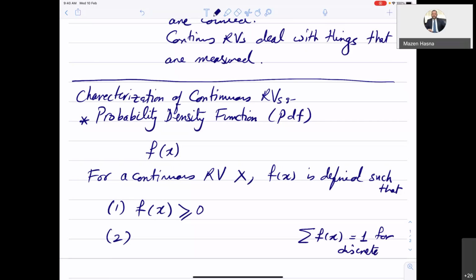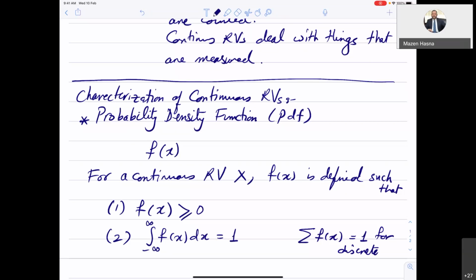So what's the counterpart for the summation in the discrete domain? We know that the counterpart of summation is the integration. So the integration from minus infinity to infinity of f of x dx is 1. The way we characterize small f of x in the continuous domain.